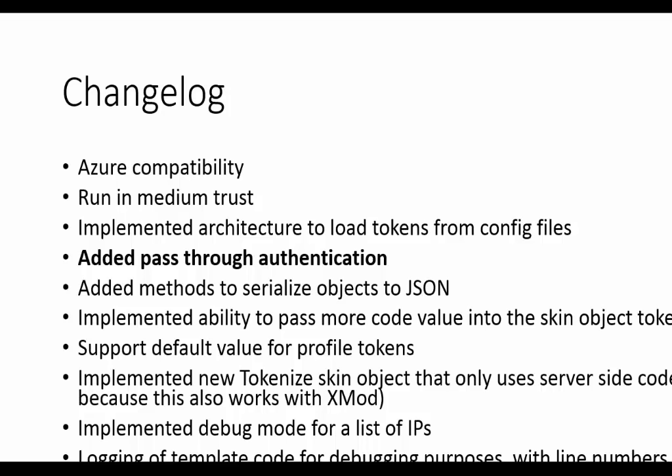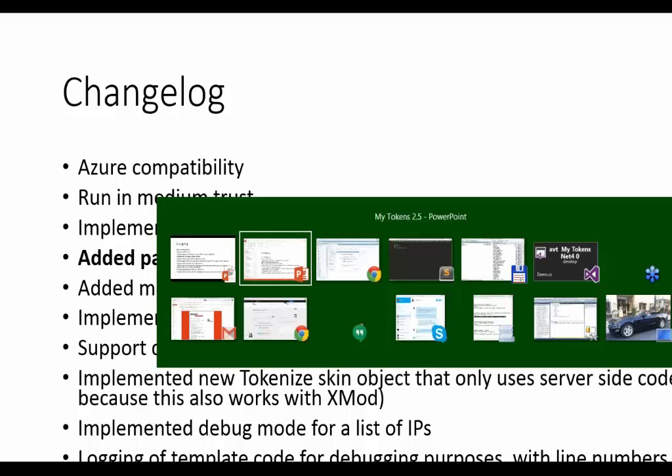For example, this one, support default value for profile tokens, and this is actually a much bigger story, because we now allow the standard tokens to also accept default values. In previous versions, we would use the tokens that we inherited from DNN, like user and profile and tab tokens. But of course that didn't support parameters, and it didn't support default values. And now most of these tokens, if not all, support this.